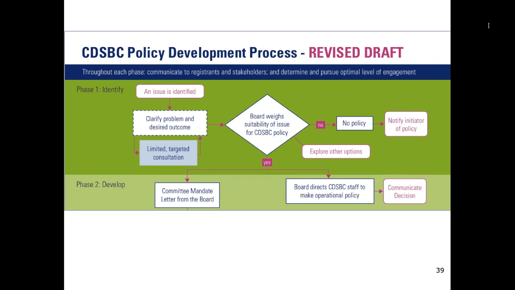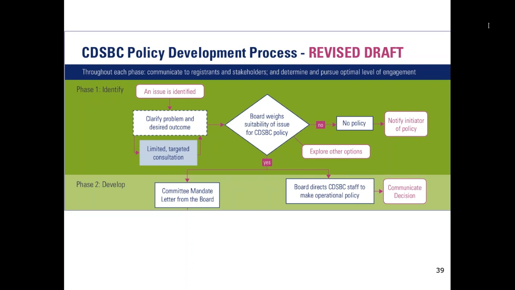So after the issue is identified, there's time spent clarifying the problem and the desired outcome. And there may be some limited targeted consultation there to really get a full understanding. Then it's the board's responsibility to weigh the suitability of an issue for policy. If it's not suitable, no policy is pursued and the initiator of the policy is notified. There may be other options to explore. But if it is suitable for policy, and I'm going to go to the right-hand side here, the board may direct staff to make an operational policy, and then the decision is communicated.